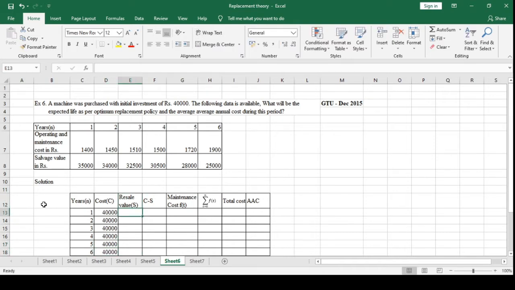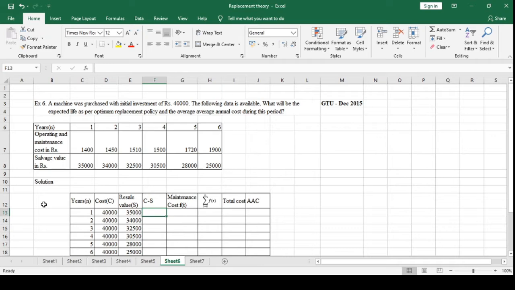Now your resale value, that is your salvage value. You will write down the data from the above table. For the first year your salvage value is 35,000. For the second year it is 34,000. Then 32,500. Then 30,500. Then 28,000, and in the sixth year it is 25,000.